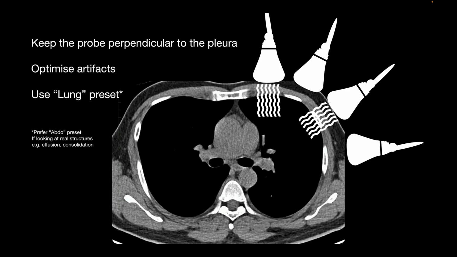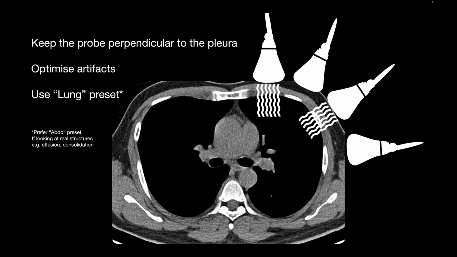Now when scanning lungs, you really want to try and keep your probe perpendicular to the surface of the pleura. Now the pleura is obviously a round surface, so as you move your probe around on the chest wall, you need to keep changing the angle constantly in order to keep that beam hitting the pleura perpendicular as possible in order to optimize the artifacts.